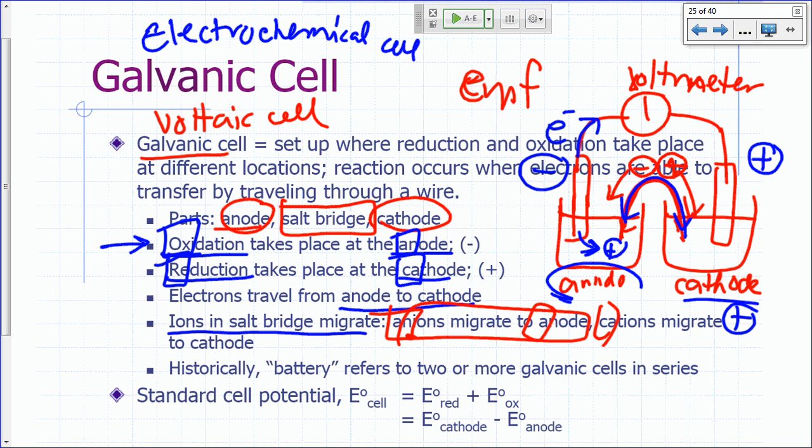And like I said before, historically the word battery refers to two or more galvanic cells put in series, but these days we generally just refer to even one galvanic cell as a battery. Okay? Your common household battery.